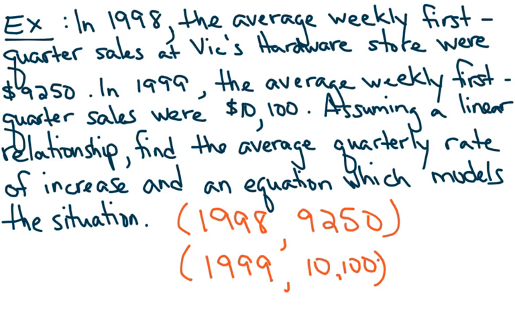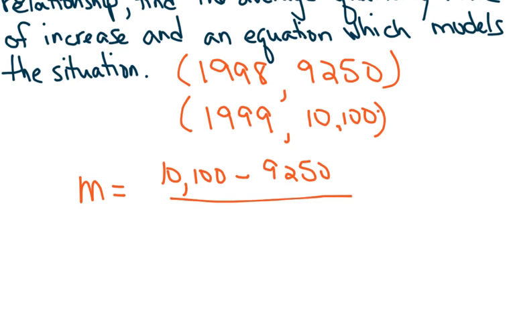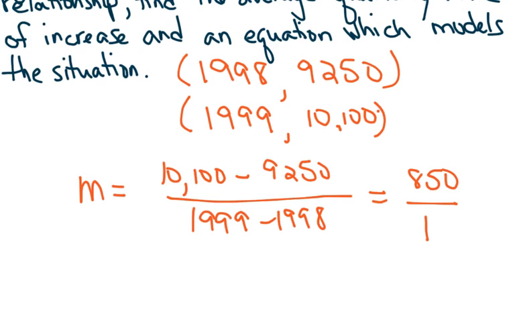All right, now that we know two ordered pairs that lie on the line, we're going to find the average rate of increase. We know that it's increasing because it was lower in 1998 than it was in 1999, so the value is going up. So let's go and find the average rate of change using the slope formula. So I'm going to do, here's y2 minus y1 over x2 minus x1. Now this is only over a year, so I really only care about what's happening in the numerator. And when I subtract, I get 850.